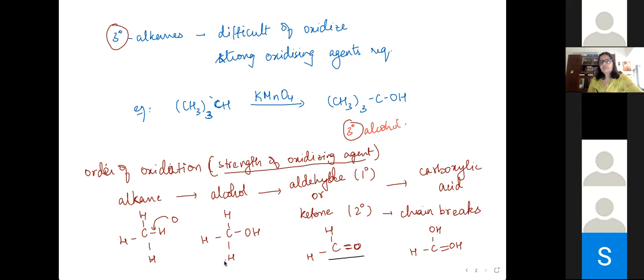You also figure it out. So when you submit the notes, if there's an issue, I'll point it out. I'll let you know. The logic would be the same. Wherever there is OH, that gets converted to a double bond. That's why when I take a primary alcohol, I get an aldehyde. If I take a secondary alcohol, I get a ketone.